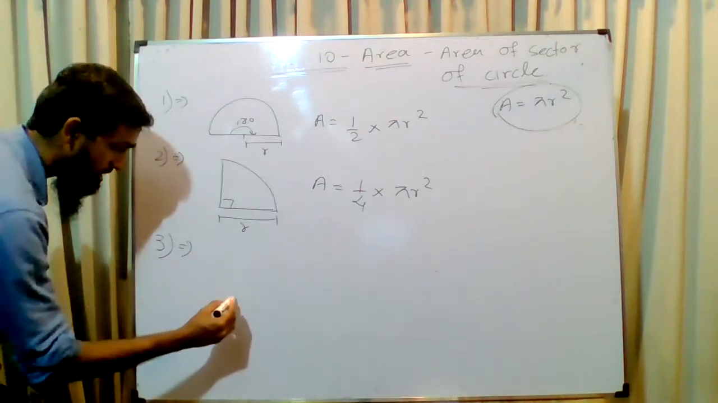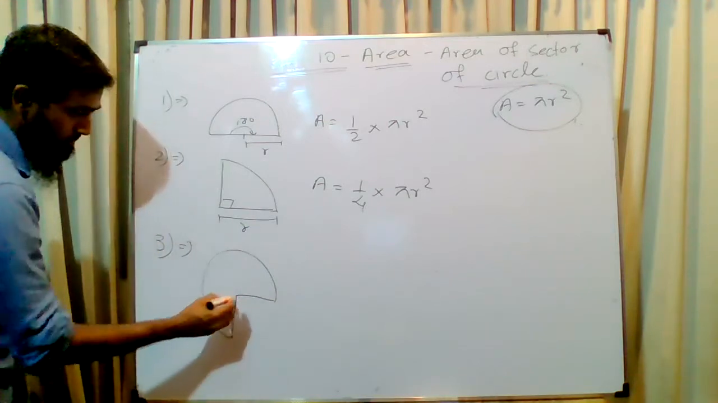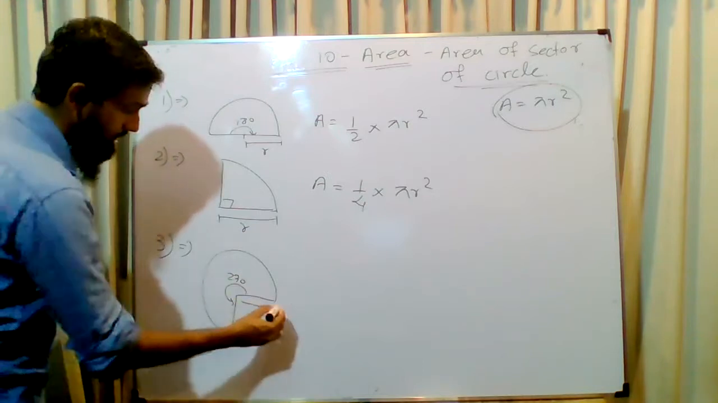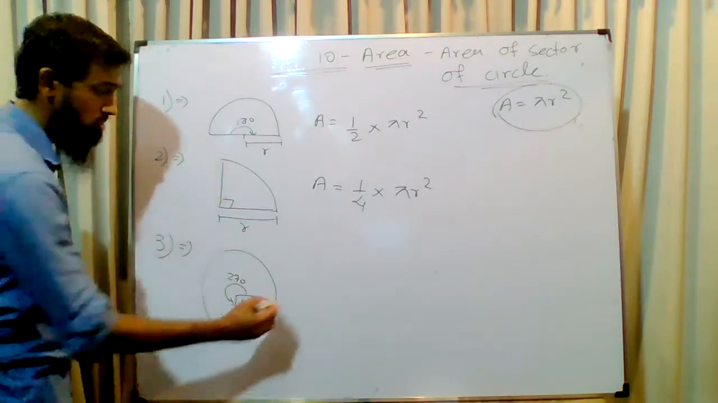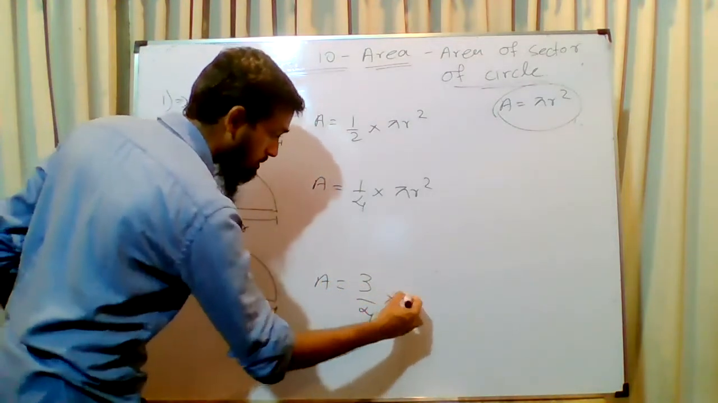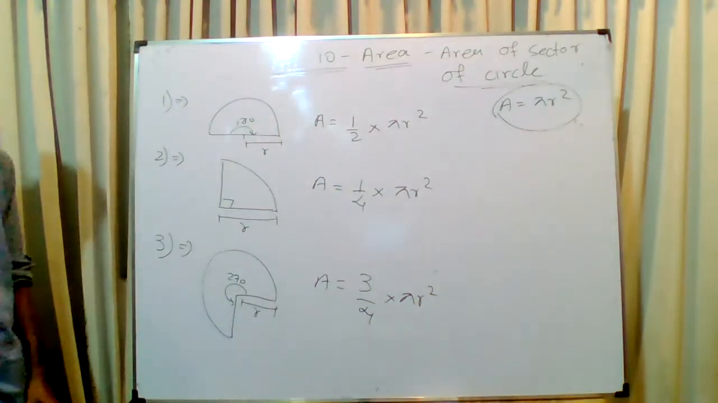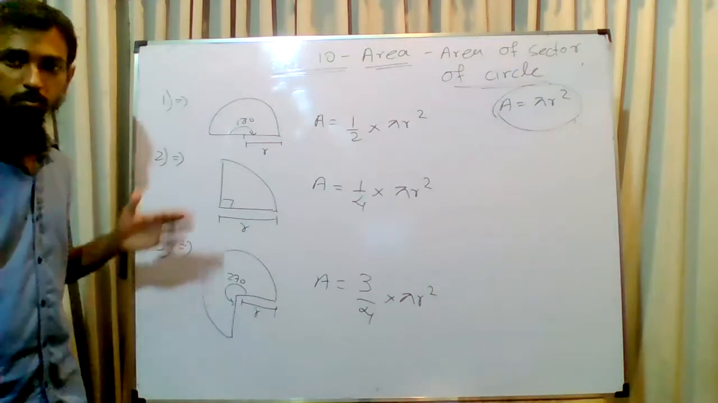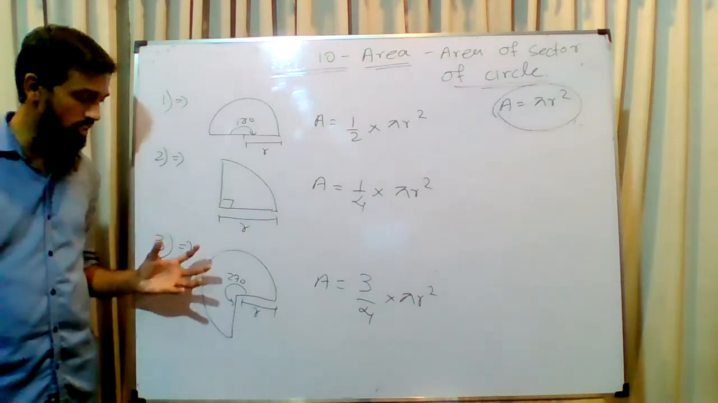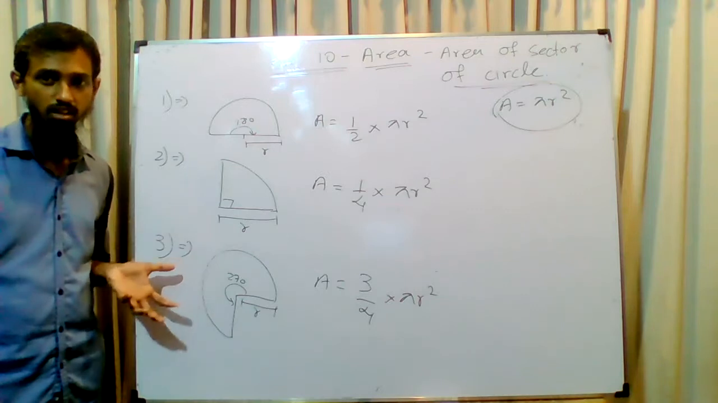Okay. The third one is 3/4. So the angle is 270 with radius r, 3/4. So area we can tell: 3/4 into pi r square. So these three are primary. Using the figure, we can easily identify which portion of the circle it is.